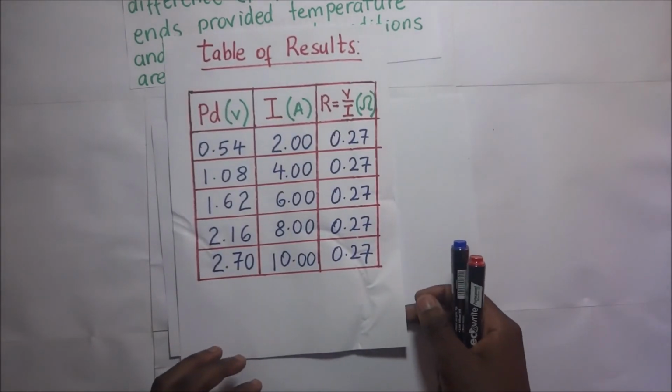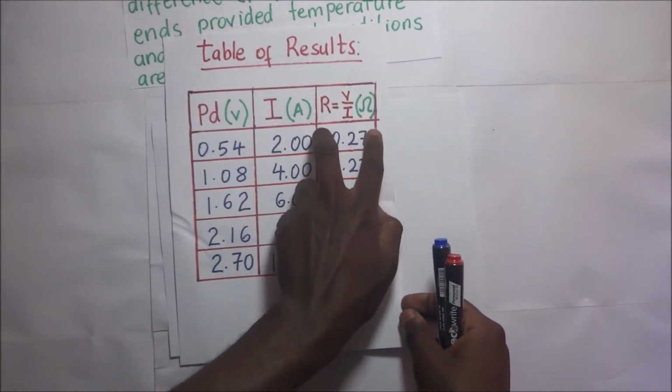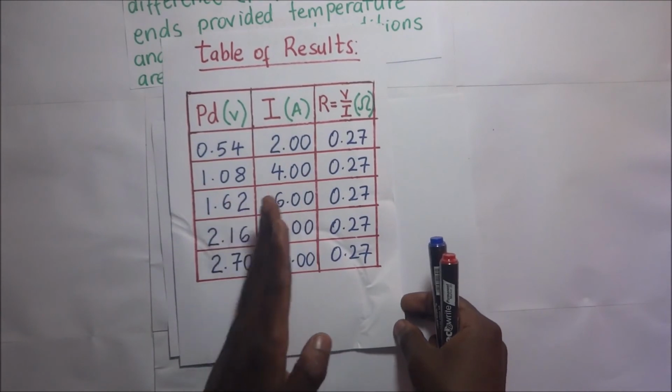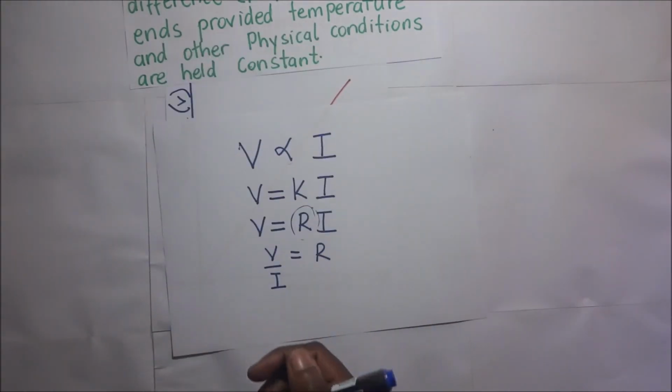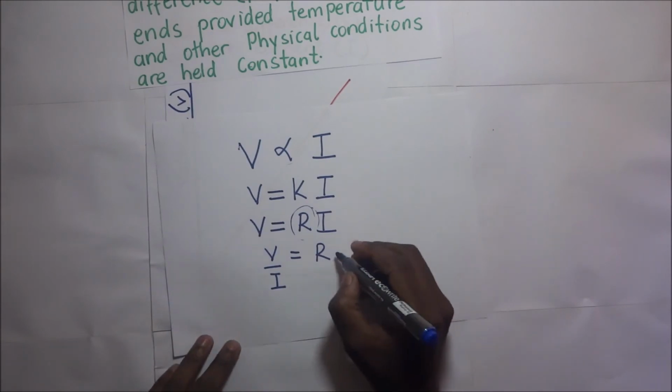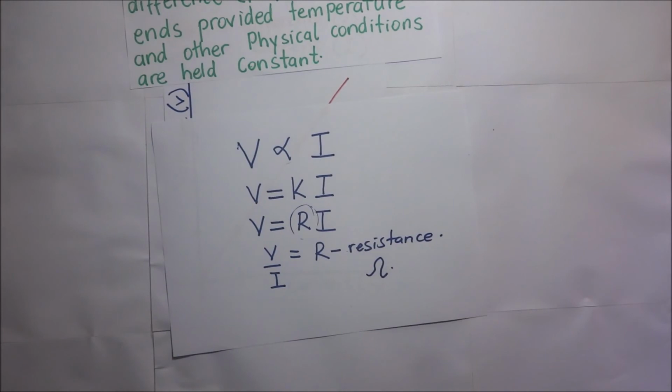Just like in our table of results, we're able to show that R is equal to V over I. It's constant all through from all the values that we got in our experiment. Now this constant of proportionality R is called the resistance, and this resistance is in ohms. It was named ohms after the inventor himself, George Simon Ohm.